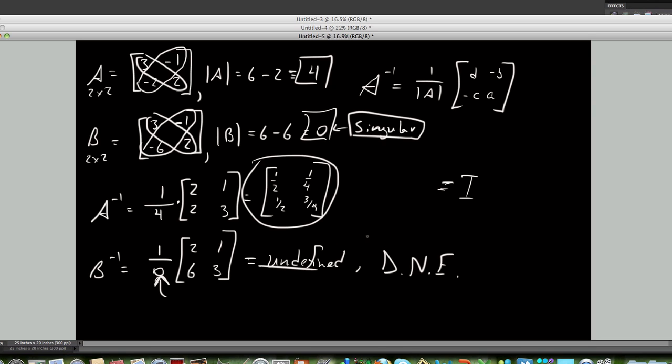So if a matrix is singular, its inverse does not exist because we would have been dividing by 0. But given a 2 by 2, if it is non-singular, like the one up here that had a non-zero determinant, the nice thing is that its inverse matrix exists, and it is easily found just by flipping the main diagonal, negating the opposing diagonal, and then multiplying by 1 over its determinant.